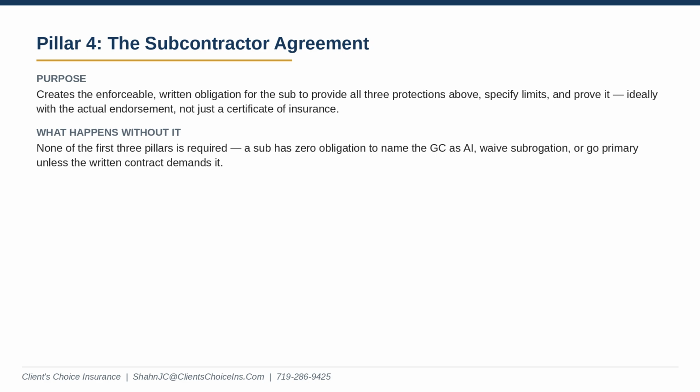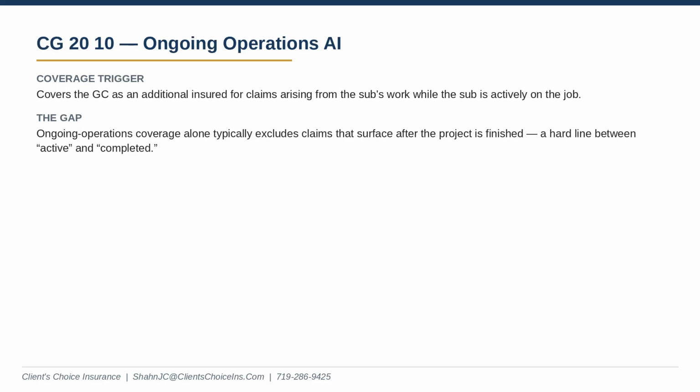But the source text points out that when that hit actually happens matters immensely. It really does. Having the 4 pillars in place doesn't help at all if they expire the moment the sub's trucks leave the job site. Right. And the guide draws a hard line here between ongoing operations and completed operations. They even list specific ISO forms. Yeah, they dive into the weeds a bit there.